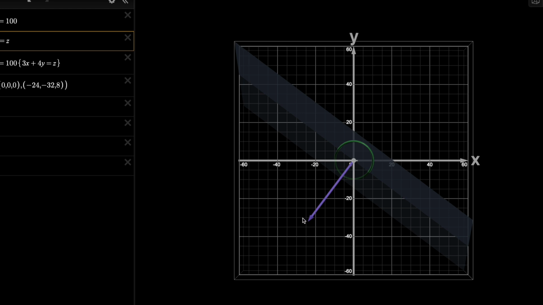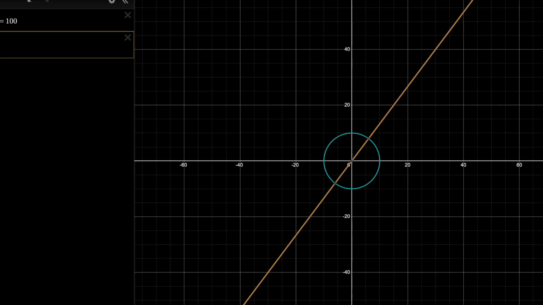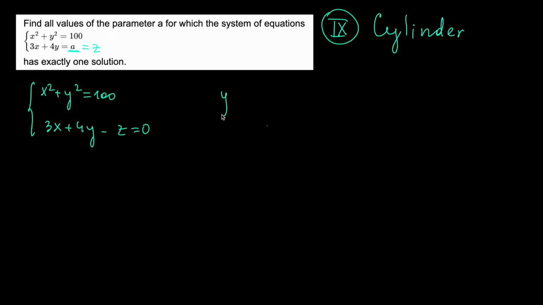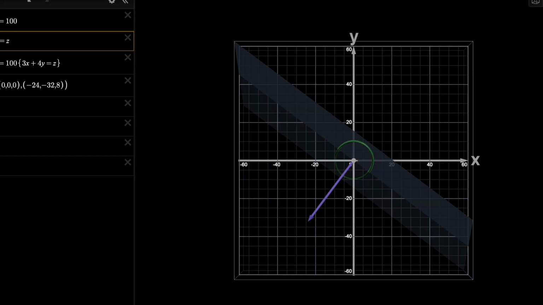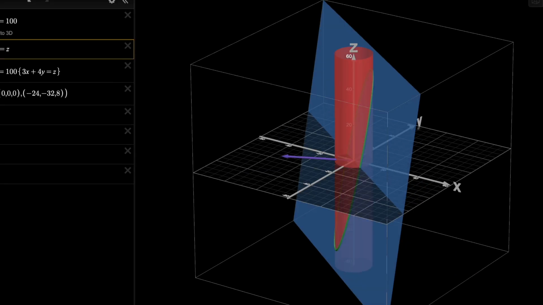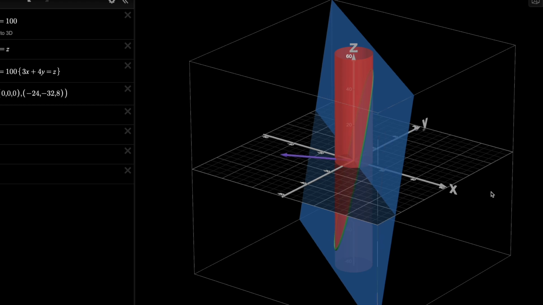Now going back to the two-dimensional plane, the projection of this direction gives us the line y equals 4 over 3 x. So we have y equals 4 over 3 x. We use substitution in the first equation. We have an equation which looks like this, equals 100. And we get our two solutions, (6, 8) and (minus 6, minus 8). We already know that the values of the parameter for each of these solutions are a equals 50 and a equals minus 50. So that is the final 9th solution. We had to consider a cylinder and a plane. This is a very beautiful idea, but it requires extra thinking.